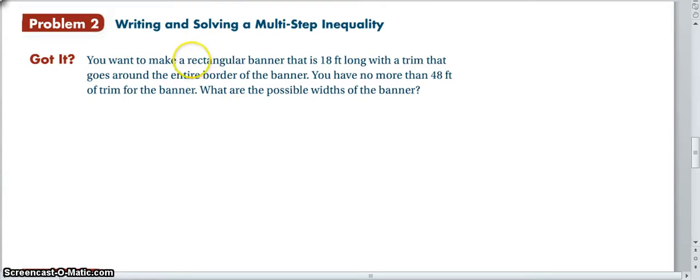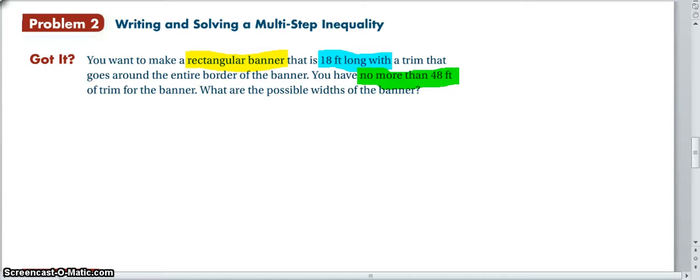So we're trying to make a rectangular banner. First off, we know it's a rectangle, so 4 sides. It is 18 feet long, and the trim goes around the entire border of the banner. You have no more than 48 feet. So this is our maximum: no more than 48 feet. So what are the possible widths for the banner?